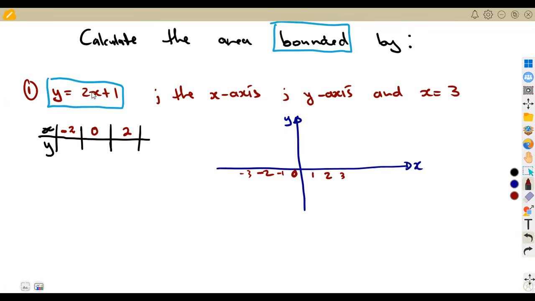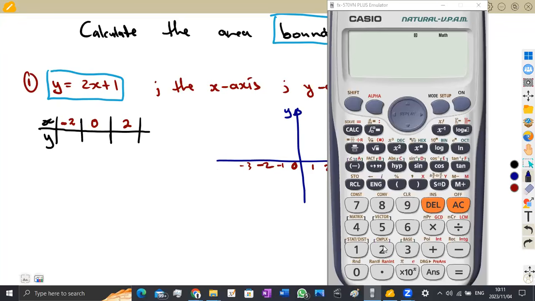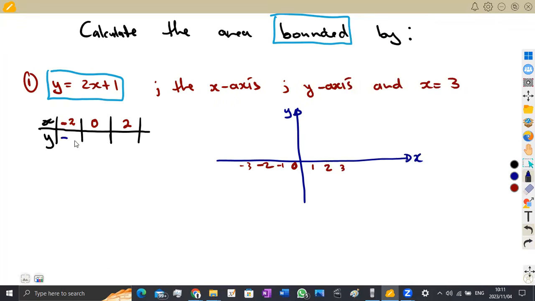Then you substitute into your equation to find the corresponding values of y for the values that you have picked here. So for -2, we are going to have a -3 in this case. All right, we can just use our calculator so that we do not waste much of the time here. So let me just show the calculator so that we can work from it here. So this is 2 into, if we are to simplify, that's 2 into -2, plus 1. All right, so that's it. We are going to obtain -3. So this will be a -3.